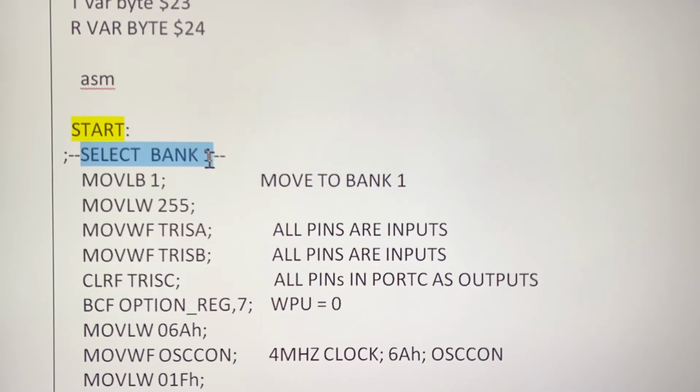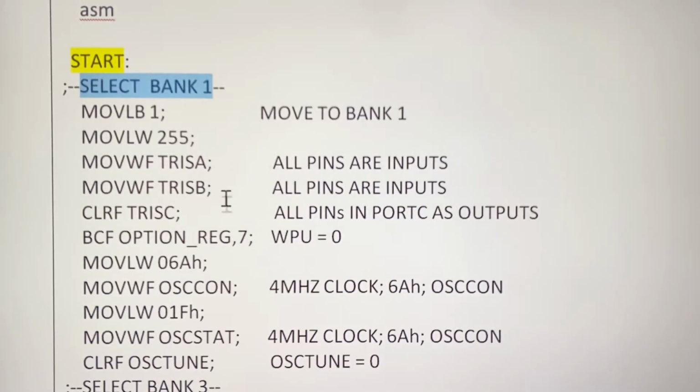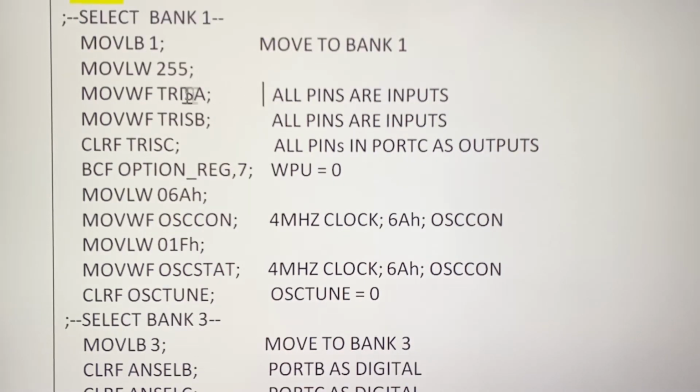So we select bank 1 to configure the micro, because that's the first thing we have to do. We have to configure our ports. So we go to bank 1, we move these constants, and then we move 255, all ones, to indicate that port A is an input, and also port B, all those pins are inputs. Notice that 255 is equal to all ones in binary code. This is the least significant bit, and this is the most significant bit.